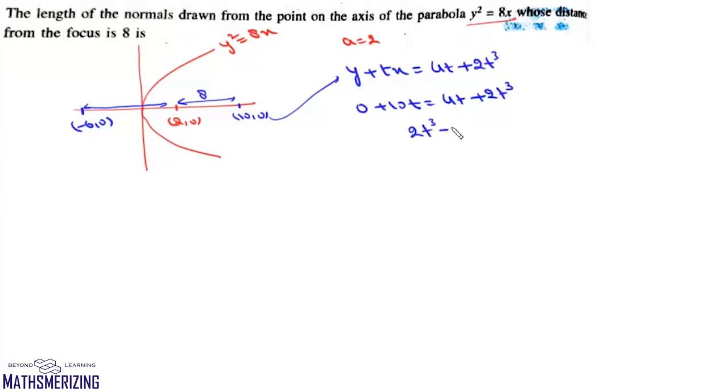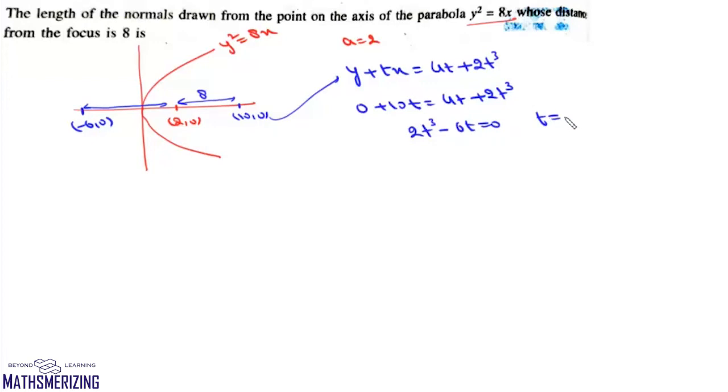Now we write the equation of the normal. The equation of normal is y plus tx equals 2at plus at cube, so that is 4t plus 2t cube. Now this normal will pass through the point 10 comma 0, so we put y as 0 and x as 10. There will be 10t equals 4t plus 2t cube. So we get 2t cube minus 6t equals 0.